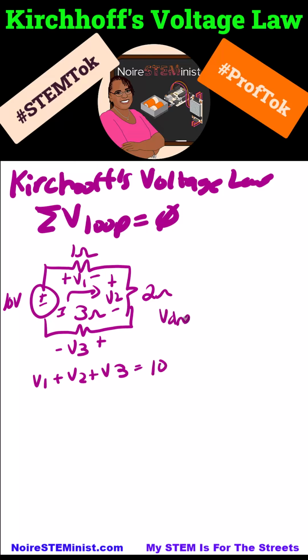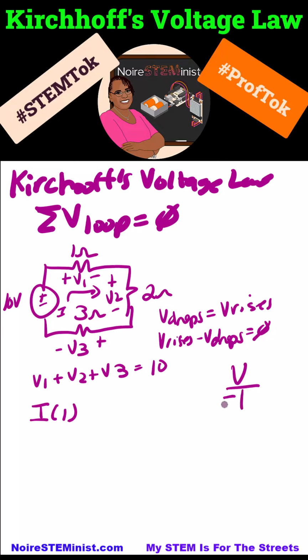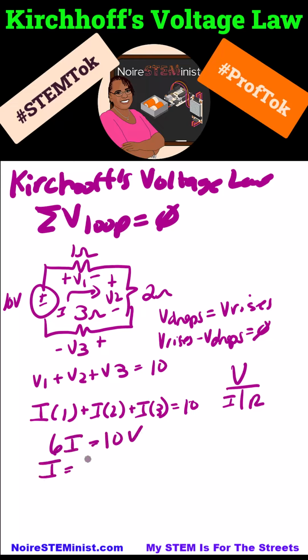So voltage drops equal voltage rises, or V rises minus V drops equals 0. So V1 is going to be I times 1, because don't forget V equals I times R. V2 is going to be I times 2, and V3 is going to be I times 3. And that has to equal 10. So 3 plus 2 plus 1, that's going to be 6I equals 10 volts. So I is going to equal 5 over 3 amps.